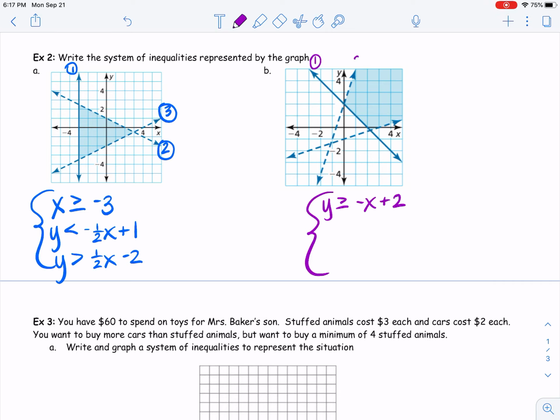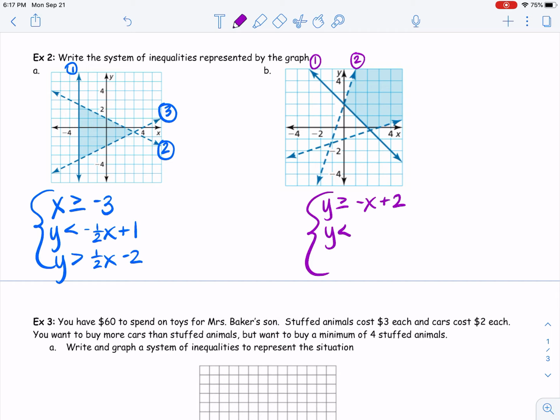Then I'll go to this line here. This has a positive slope. It's going to be a greater than or less than because it's dashed. And because it's shaded to the right, it's going to be a greater than. I'm sorry, because it's shaded underneath, it's going to be a less than. It doesn't matter if it's on the left or the right. It matters if it's above or below. And technically that is below the line. So that's going to be y is less than.